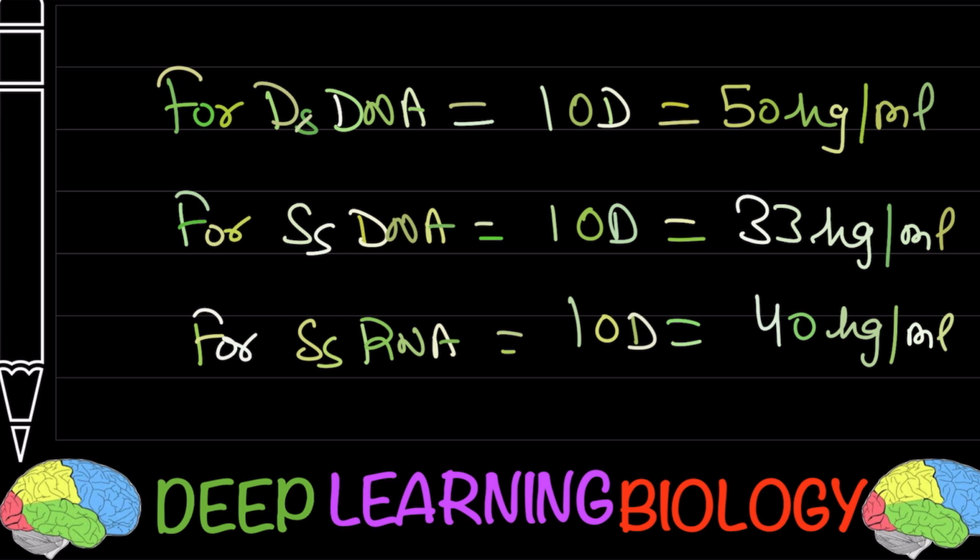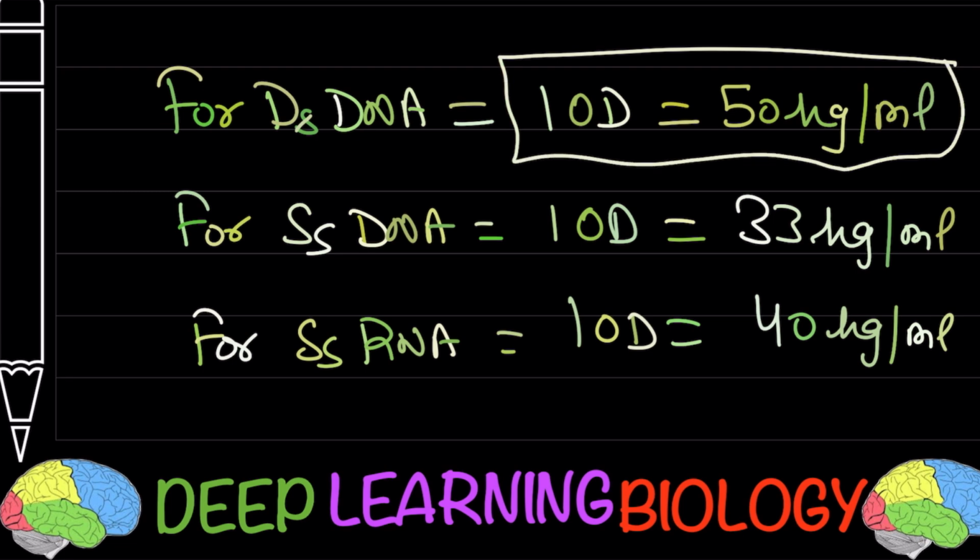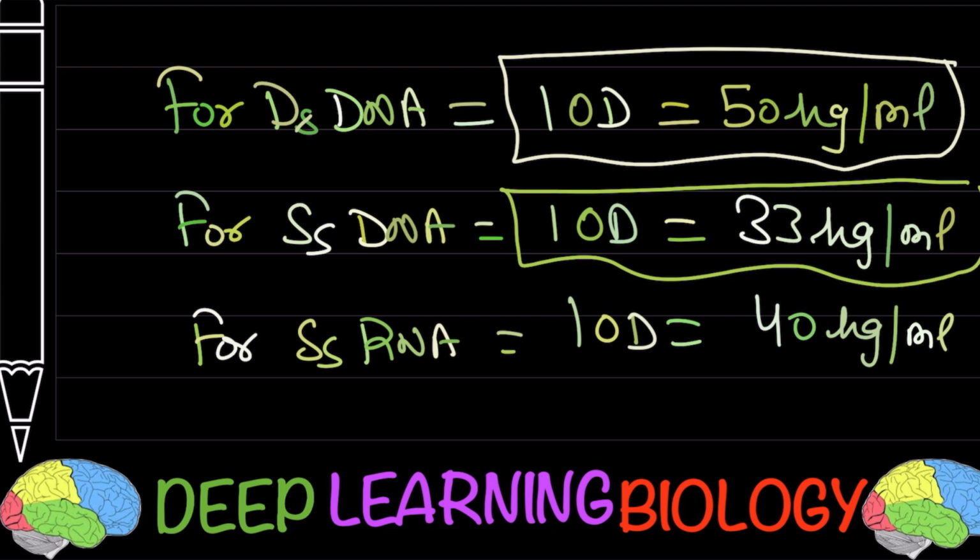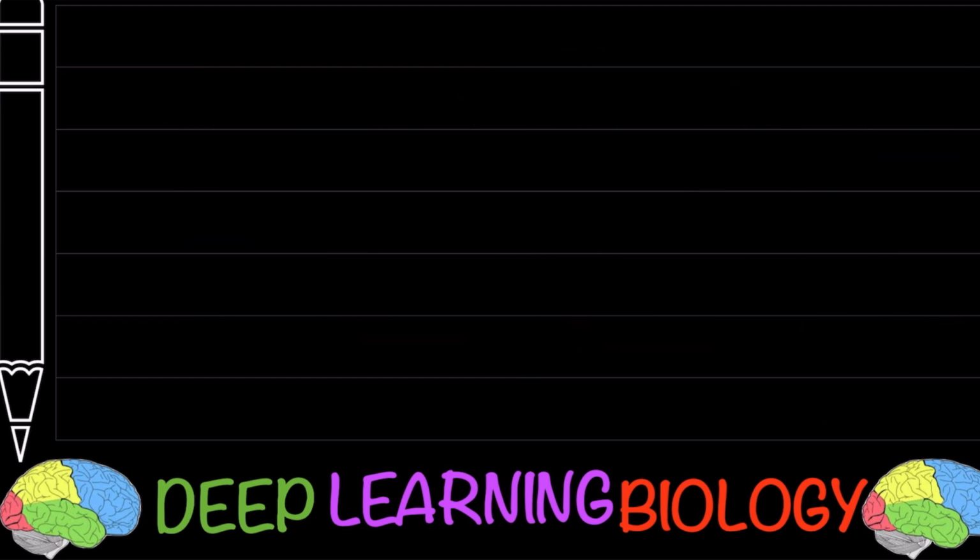For double stranded DNA, absorbance at 260 nanometer, 1 OD value is equal to 50 microgram per ml. For single stranded DNA, 1 OD is equal to 33 microgram per ml. For single stranded RNA, 1 OD is equal to 40 microgram per ml. Everything will become clear if you solve some numerical problems. Okay, let us try to solve some simple numerical problems.